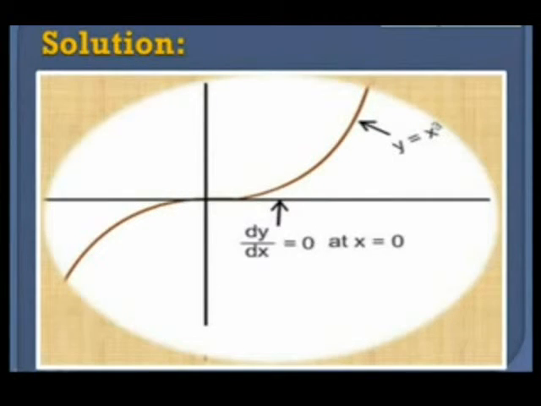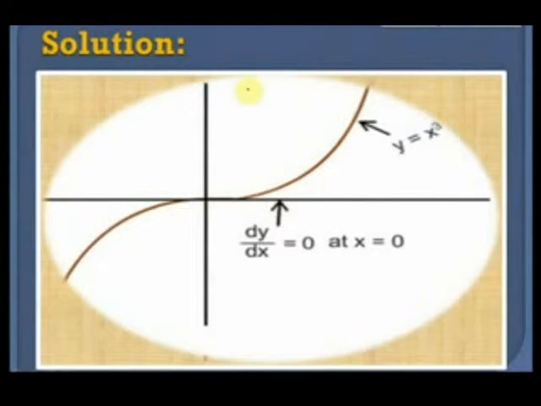So we can clearly see that the curve is changing its nature at the point x equal to 0, or at the origin. It is concave downwards and it is becoming concave upwards. Thus this is a point of inflection. Let's try to see why does this happen.